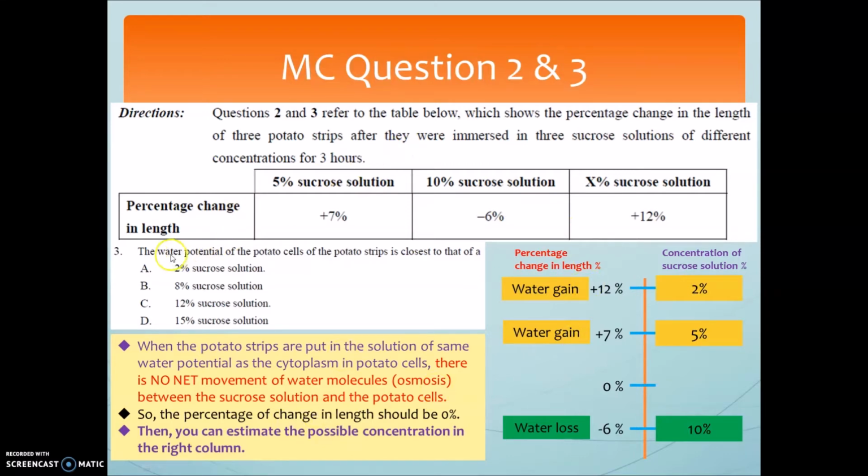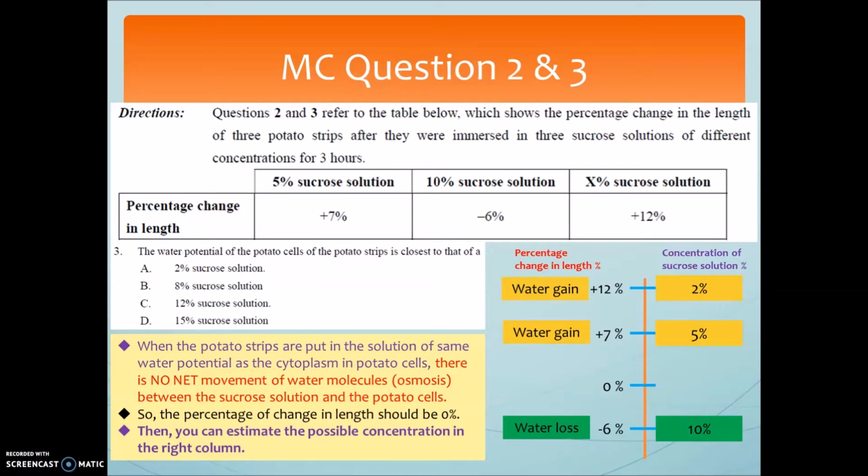And the question is asking about the water potential of the potato cells being closest to that of a certain solution. So if the water potential of the cytoplasm of the potato cells is the same as a certain concentration of solution, there should be no net movement of water molecules by osmosis between the sucrose solution and the potato cells. So the length of the potato strip will not be changed at all. So the percentage change of the length should be 0%.